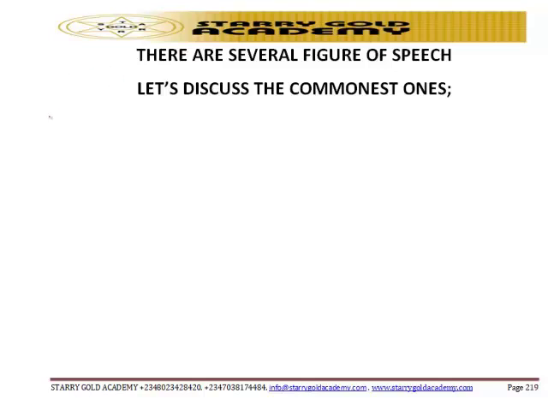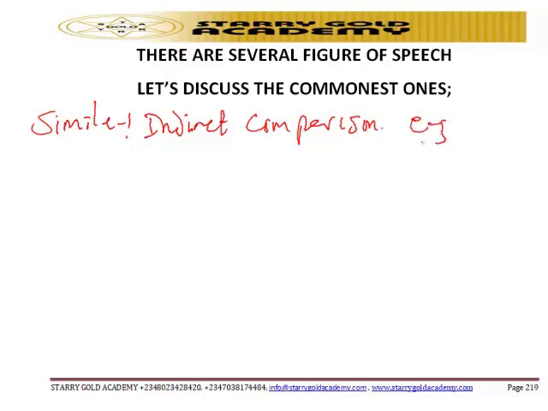Now, simile. I believe this is not your first time hearing the word simile. It uses the word as or like in comparison. It's an indirect comparison. For example, you may say the boy is as hard as iron. Indirect comparison using the word like or as. The boy is as strong as a lion, or as hard as iron.